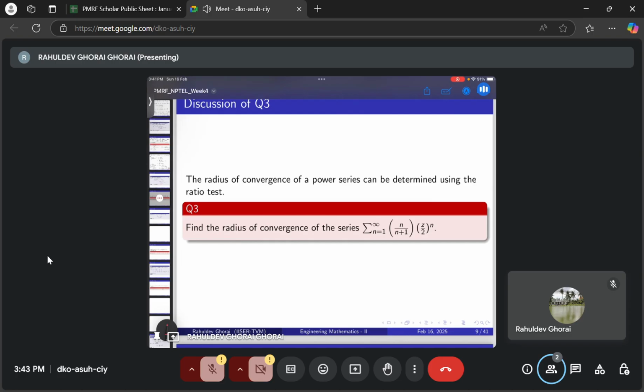Yes. So now we come to another type of question. The last two were kind of similar, but this is a little different. What we need to know is the radius of convergence. So if you have the series sum of a_n z to the power n, then the radius of convergence R will be the limit as n tends to infinity of the modulus of a_n over a_(n+1).